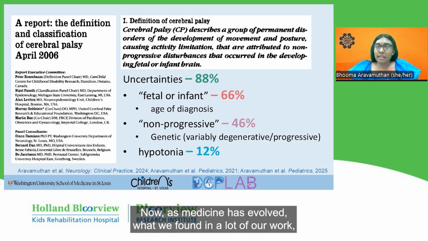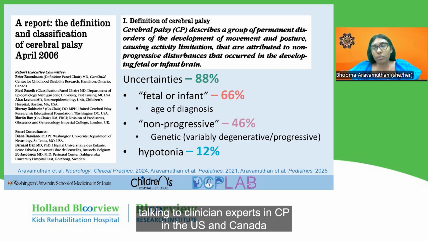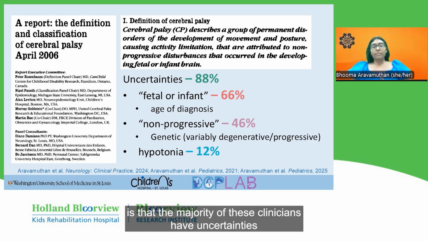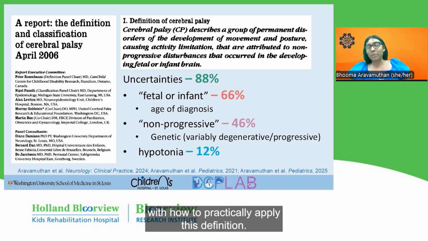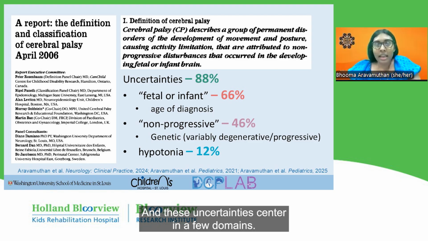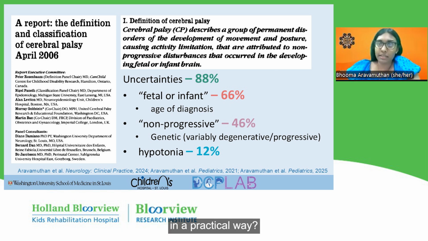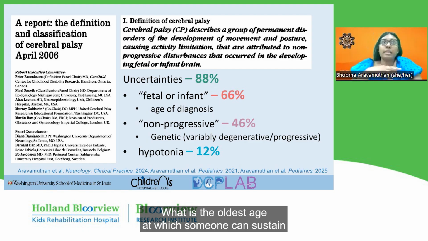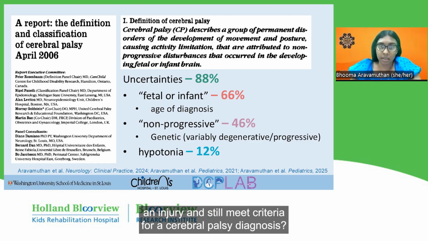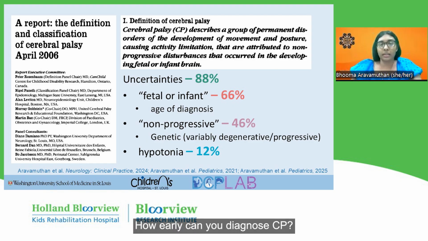Now, as medicine has evolved, what we found in a lot of our work talking to clinician experts in CP in the US and Canada is that the majority of these clinicians have uncertainties with how to practically apply this definition. And these uncertainties center in a few domains. One is how do you conceptualize fetal or infant in a practical way? What is the oldest age at which someone can sustain an injury and still meet criteria for a cerebral palsy diagnosis? How early can you diagnose CP?